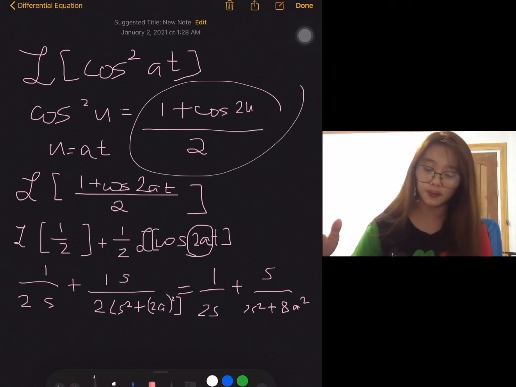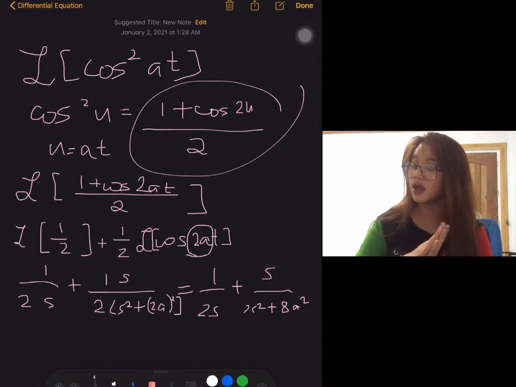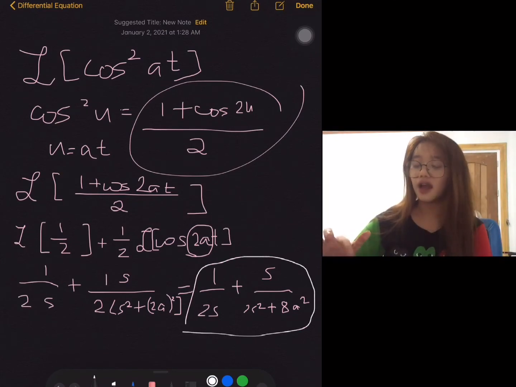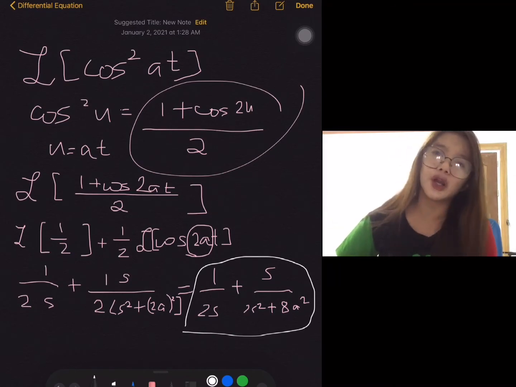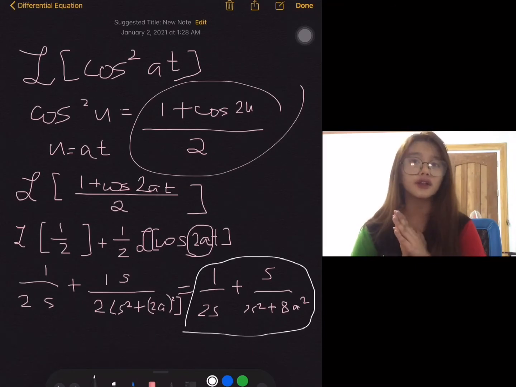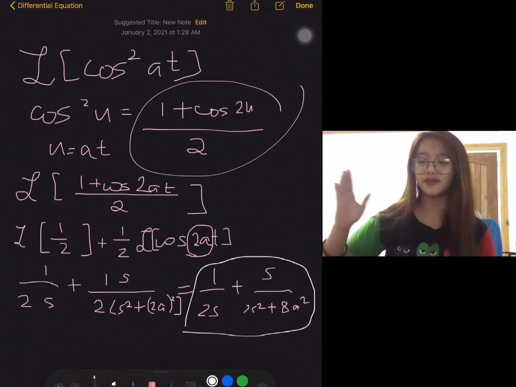We can just simplify this one. We can further simplify this one, absolutely. But this can be our final answer: 1 over 2s plus s over 2s squared plus a is 8a squared. Just remember all the identities, and it will help you a lot to transform and change the equations to easily solve them. Okay, now let's use the last two formulas from the Laplace transform table.